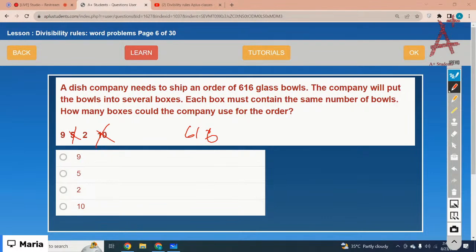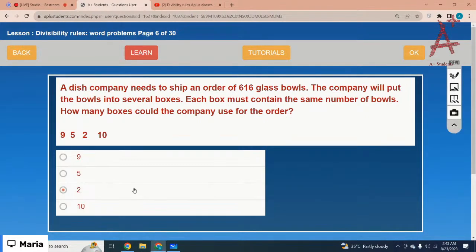Because if a number is divisible by 10, it must have a 0 at the ones place, and this number doesn't have 0, right? And for 5, the ones digit must be 5 or 0, so the number is divisible neither by 10 nor by 5. Also, it is not divisible by 9. For 9, the sum of the digits must be divisible by 9. 6 and 6 is 12, and 1 is 13. Can you divide 13 by 9? No. So the correct option is 2.